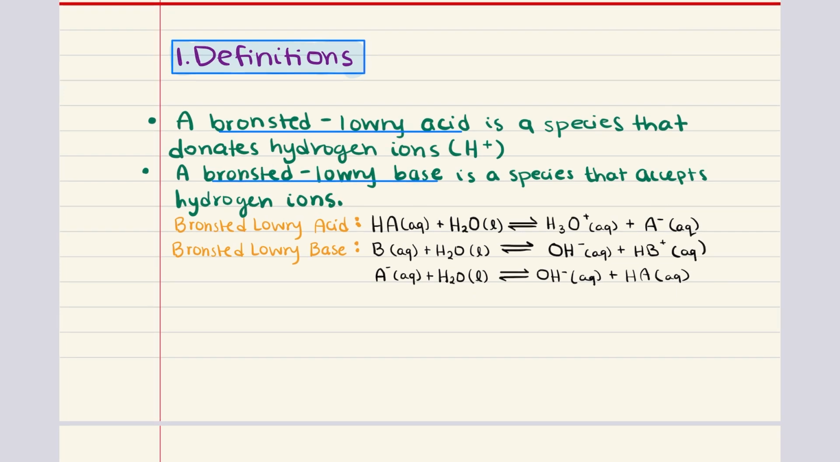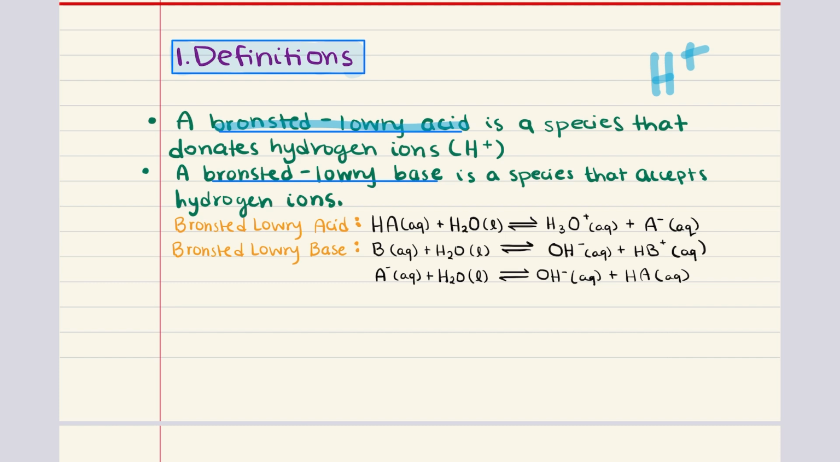Over the past century, chemists have developed three major definitions to classify compounds as acids or bases. We have the Arrhenius definition, the Bronsted-Lowry definition, and the Lewis definition. For now, in this lecture, we're going to focus on the Bronsted-Lowry definitions, which are built around the idea of proton transfer. A Bronsted-Lowry acid is defined as any species that can donate a proton, or more specifically, a hydrogen ion. This is the hallmark of an acid in this theory.